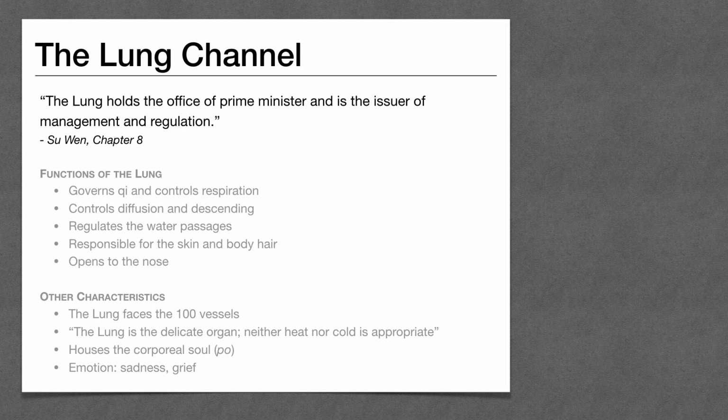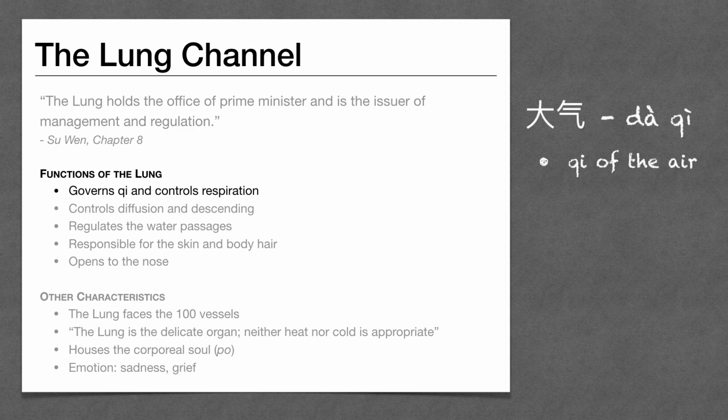So when we get into the actual functions of the lung, the first one we see is that the lung governs qi and controls respiration. The lung is a source of postnatal qi. It's where we get the da qi, the qi of the air. And then it also manages and regulates the flow of that qi throughout the body.